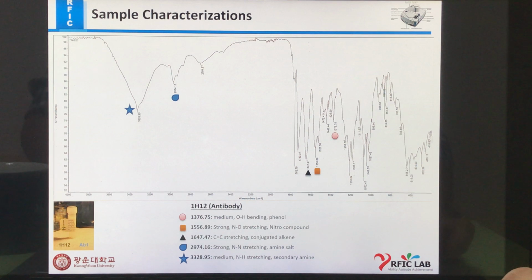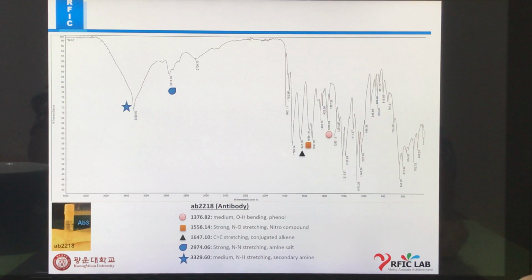And the third one is the 1H12 antibody. This graph signifies that we have the NH stretching secondary amine bond, amine salt, conjugated alkene, nitro compound, and phenol present in our sample. That is the presence of the 1H12 antibody. And we have the same kind of peaks in AB2218. It shows that the antibody acts the same on the surface, because the antibody combined with the antigen, and then we got these different peaks.